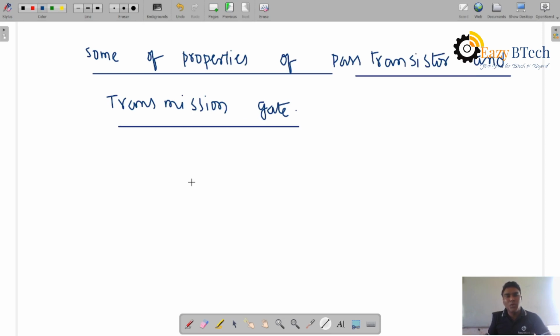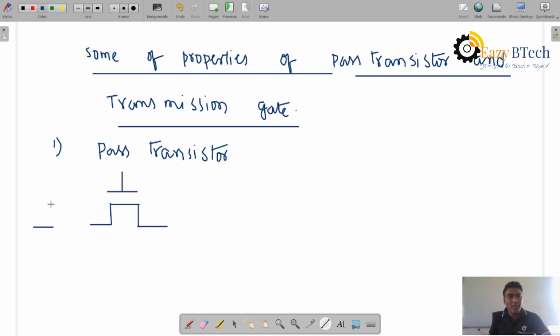Now, when the logic is passing through a pass transistor, let us see the first one, the pass transistor, with NMOS and PMOS. A pass transistor just acts as a switch or relay, and the signal passes through when the gate voltage is applied. So it is an NMOS pass transistor. When we apply logic 1 here, let us say X is equal to plus 5 volts, VDD.